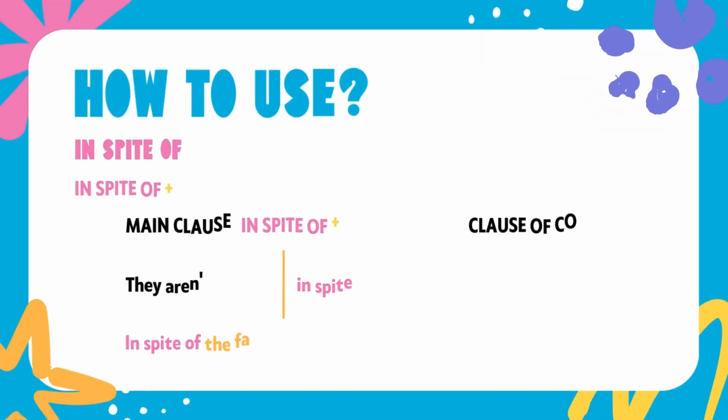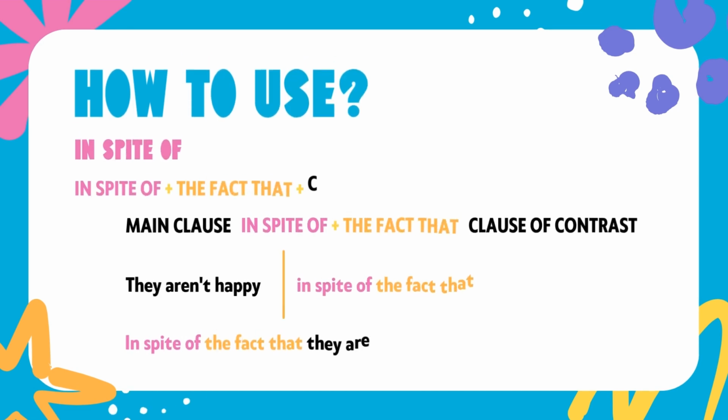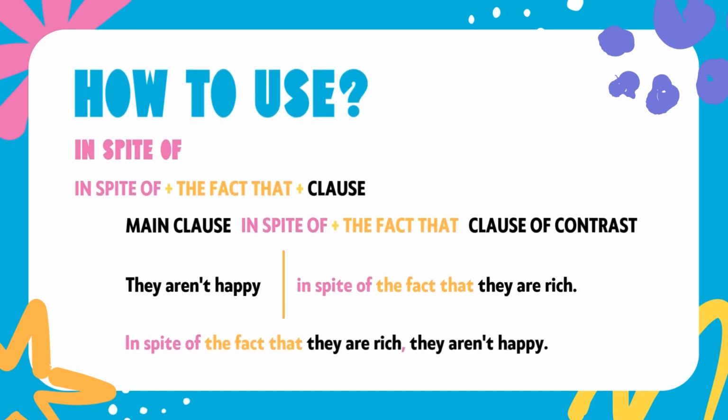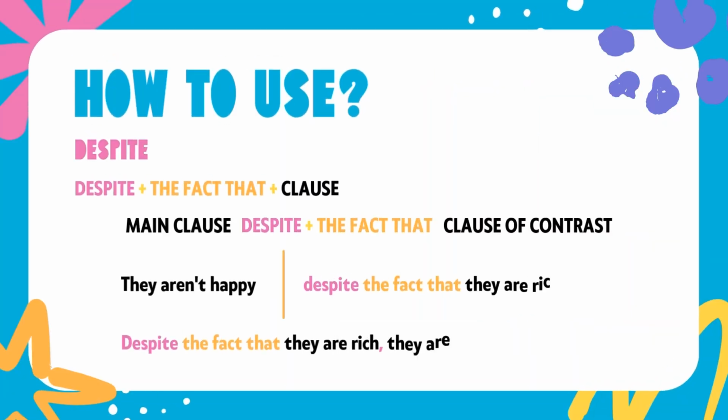In spite of, we use in spite of with the phrase the fact that and a clause. They aren't happy in spite of the fact that they are rich. Or we can say, in spite of the fact that they are rich, they aren't happy. Despite, we use despite with the phrase the fact that and a clause. They aren't happy despite the fact that they are rich. Or despite the fact that they are rich, they aren't happy.